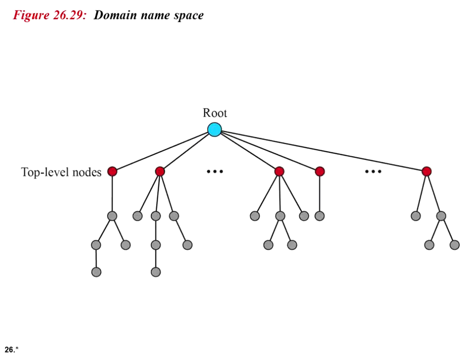Let's see how it looks. This is our domain namespace. We have a root, then we have top level nodes, and then so on. So to have a hierarchical namespace, a domain namespace is designed. Now in this design, the names are defined in an inverted tree structure with the root at the top.